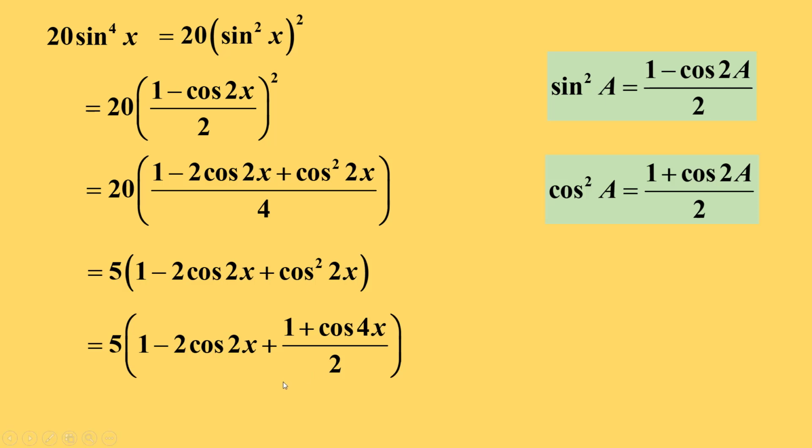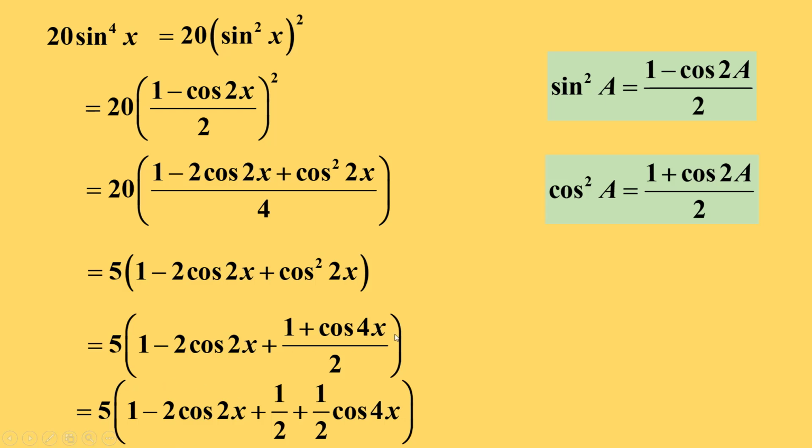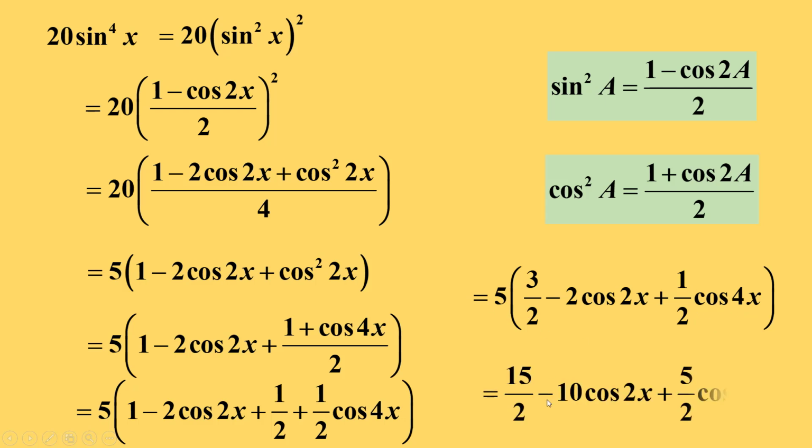And so now we just need to clean all of this up. I've split up my rational expression here: 1 over 2 plus 1/2 cosine 4x. Okay. And I'm going to combine my constants. That's going to give me 3/2, 1 plus 1.5. And then we've got minus 2 cosine 2x plus 1/2 cosine 4x, all times 5. And of course, if we multiply through by 5, this is the final answer that we get.